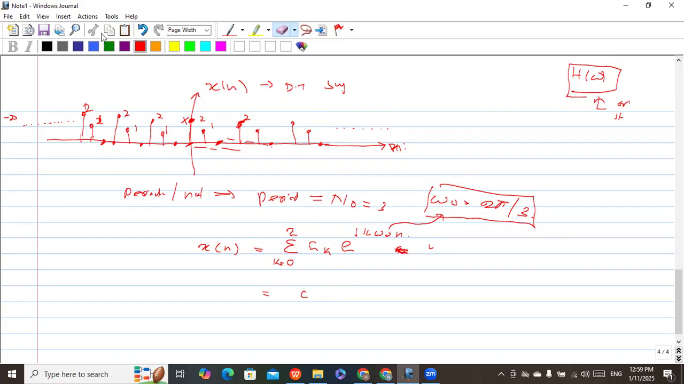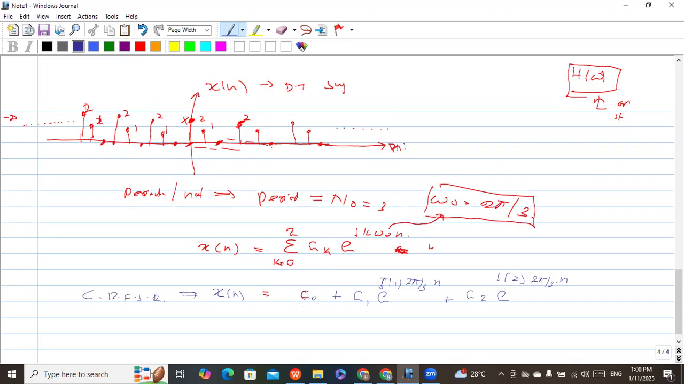So this E you can remove. Okay, you can remove the E. So it will be only C naught plus, then K is 1. So that means C1 e to the power J, K is 1, omega naught, that is 2π divided by 3, n, plus, now K is 2. That means C2 e to the power j, k is 2, omega naught is 2π divided by 3, n. So this is the Fourier series representation, complex exponential Fourier series representation.